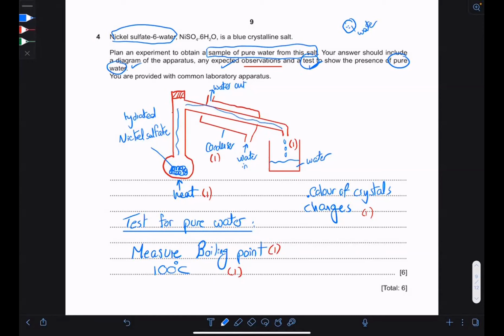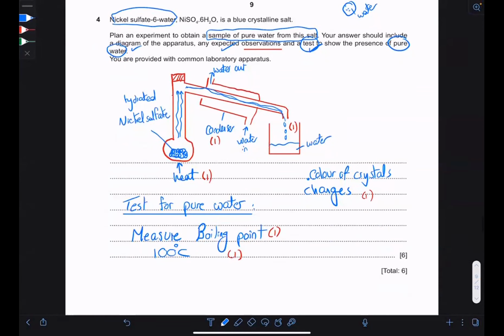So you will heat the crystals, evaporation of the water will take place, it will pass through the delivery tube, through the condenser, and it will condense in a beaker on its own. Of course, the color of the crystals will change when they are heated because they lost water. So 1 mark for heating the crystals, 1 mark for a condenser, and 1 mark for a beaker where water droplets are falling in. A mark for stating that the color of the crystals will change. You can say it becomes paler or it just changes, you will take the mark.